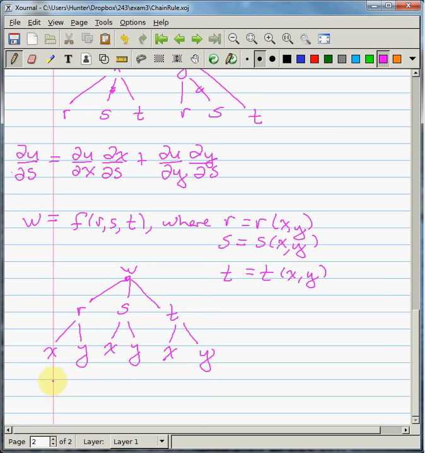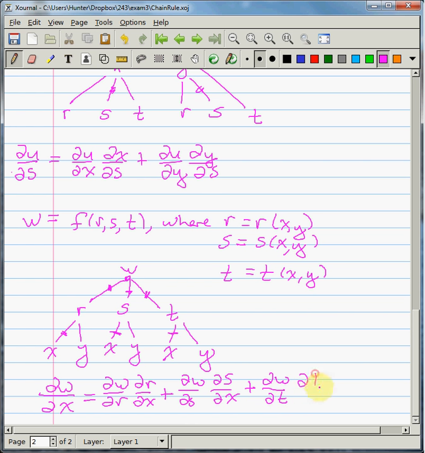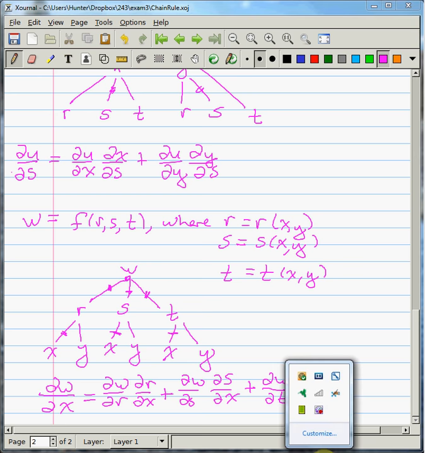And now let's find, let's say, the partial of w with respect to x. So what is this going to be? Just do it branch by branch. So you need dw dr, and here you need a dr dx. Okay, plus all these two other ways to get down to x. So you need a dw ds and a ds dx and a dw dt, I'm trying to get down to this x now, and a dt dx. And that's it. That's all there is to it. So I'm going to stop the video now, and that is the chain rule.